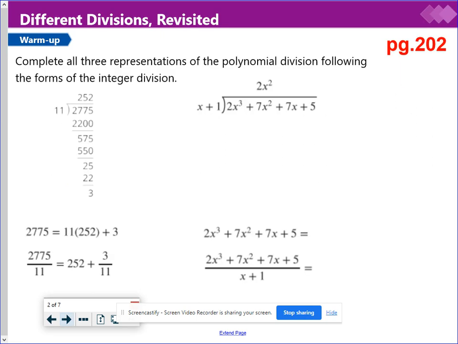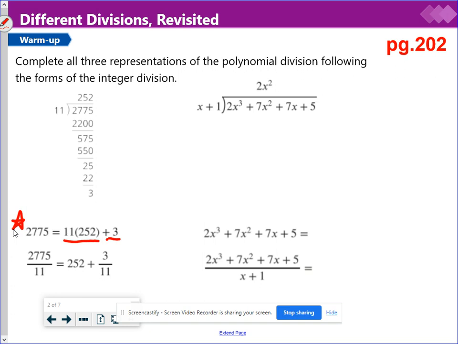So here's our warm-up. We've got a full long division all worked out with 2,775 divided by 11. And when we did that division, we get 252 and the remainder is 3. That helps us to figure out some of these other divisions. That's also written out right underneath it. I have it written as 11 times 252 plus the 3 would also give me 2,775. That's just another way of writing that original problem.